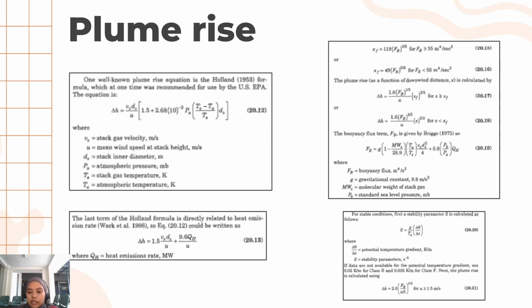So lastly is for the stable condition. First, a stability parameter S is calculated as in equation 20.20 below, where delta theta over delta z is the potential temperature gradient, and S is the stability parameter. So if the data are not available for the potential temperature, we can use equation 20.21 below.